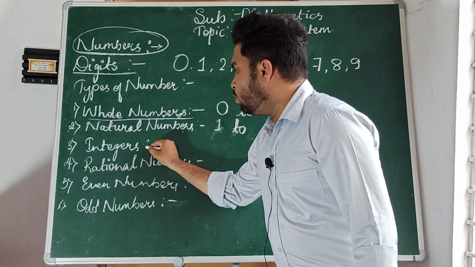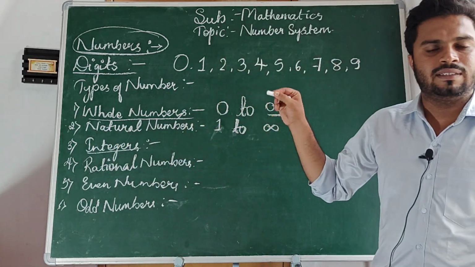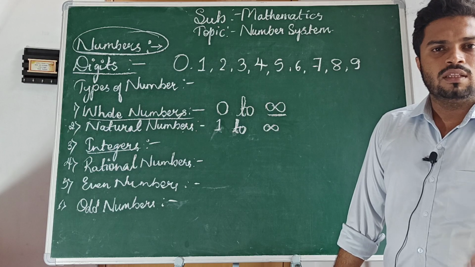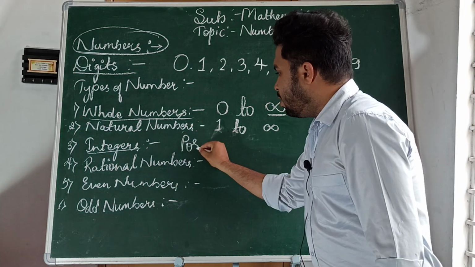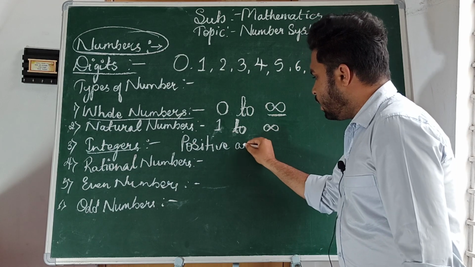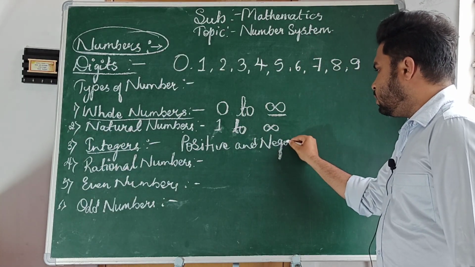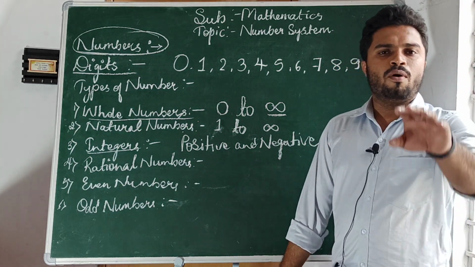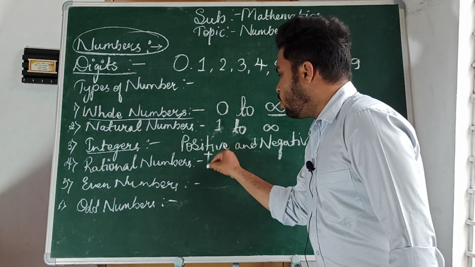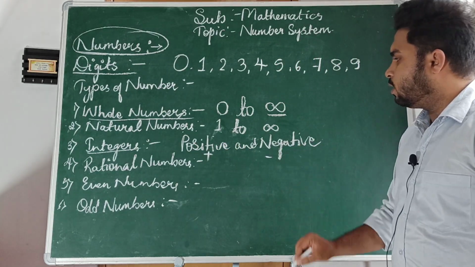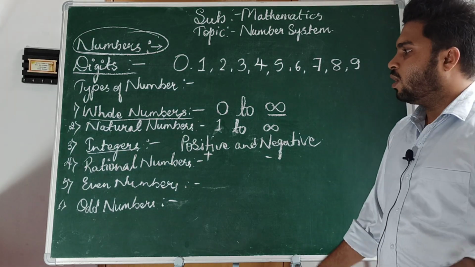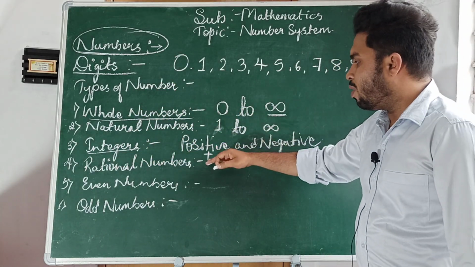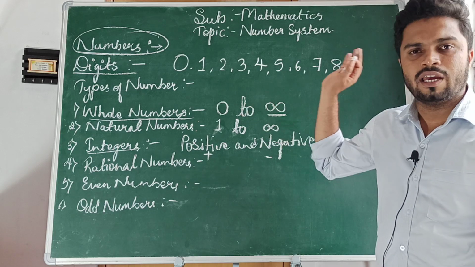Now here you have integers. What are these integers? Integers are the numbers that consist of positive and negative numbers. What are these positive and negative numbers, students? Positive numbers are nothing but those which have a plus sign. Negative numbers are nothing but those which have a minus sign. So integers are the numbers that include both positive and negative.